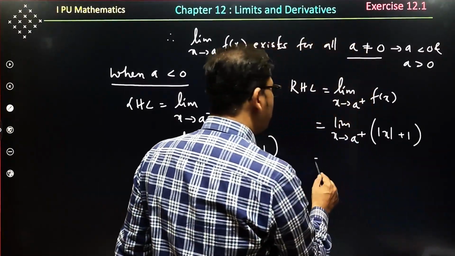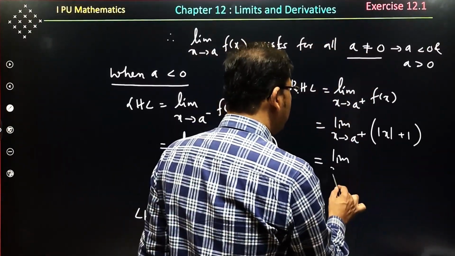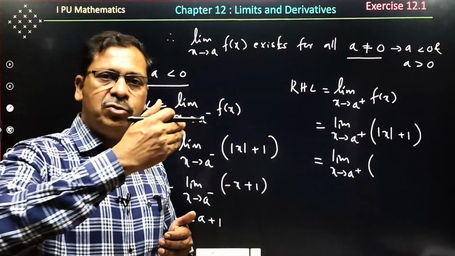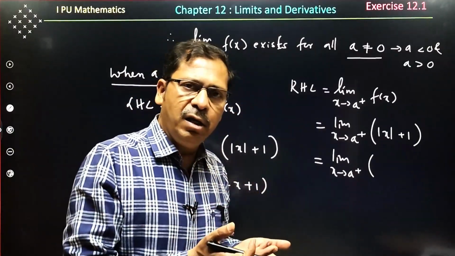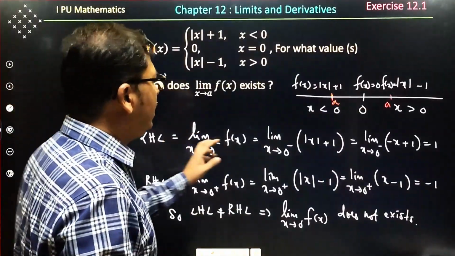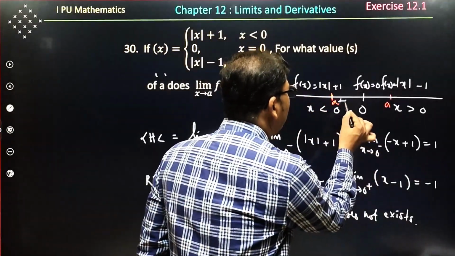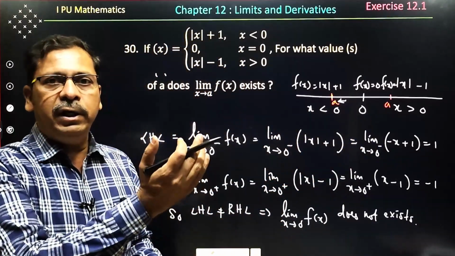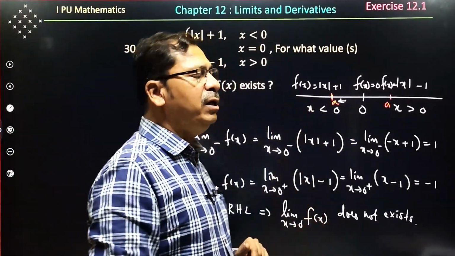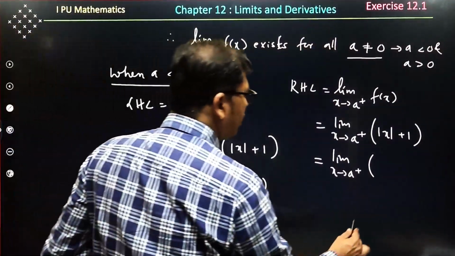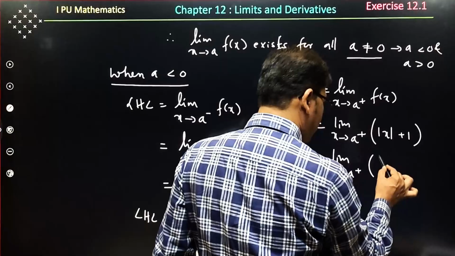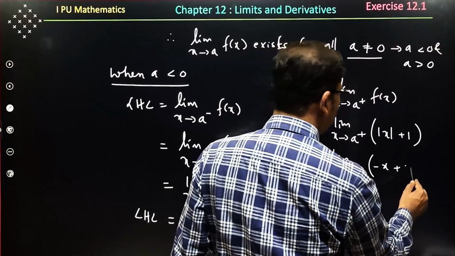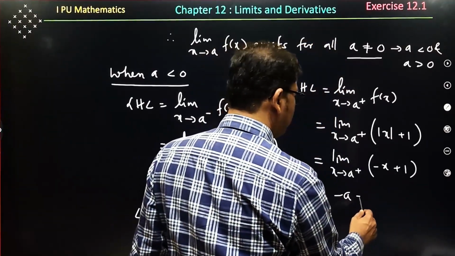Mod x plus 1. So x tends to a plus. Mod x is equal to what? Even though it tends to a plus, it means x is greater than a, but it is in the neighborhood of a, and as a whole less than 0. When x is less than 0, f(x) is defined by mod x plus 1. So you need to take mod x plus 1. When x is less than 0, mod x value is minus x here. So plus 1. So again minus a plus 1 you can write here.